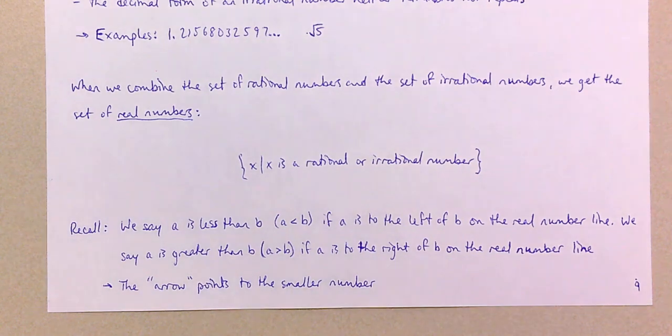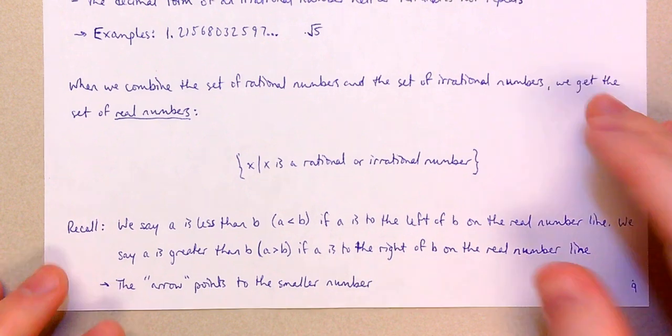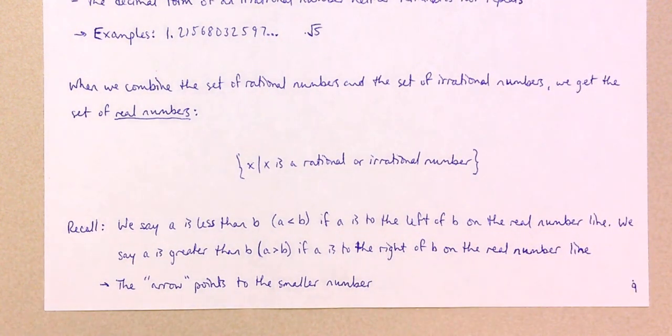So just by looking at the real number line, we can use that to figure out whether one number is greater than or less than some other value. We say that A is going to be less than B, and we write it as such, if A is to the left of B on the real number line. We say that A is greater than B, and write it as such, if A is to the right of B on the real number line.